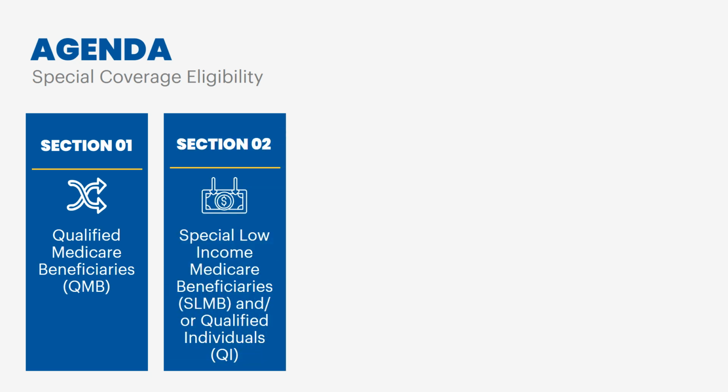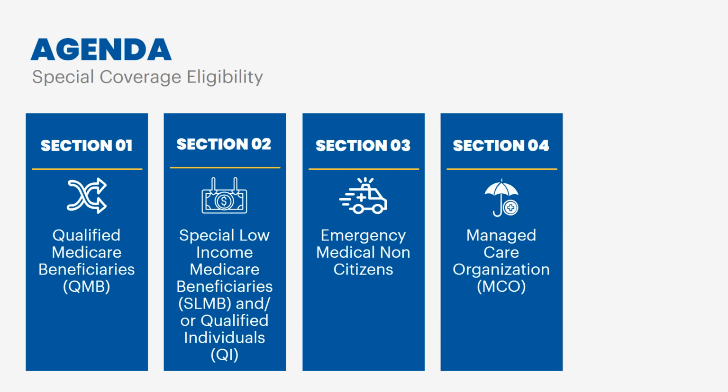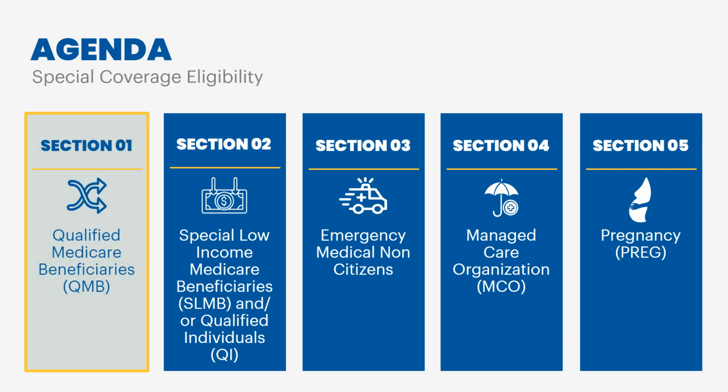Section 1 will focus on qualified Medicare beneficiaries, also known as QMB. Section 2 will provide an overview of special low-income Medicare beneficiaries, SLMB, and/or qualified individuals, QI. Emergency medical for non-citizens will be covered in Section 3. Section 4 covers managed care organizations, MCO. Lastly, information on pregnancy coverage will be provided in Section 5. First, this video will provide information on qualified Medicare beneficiaries or QMB.